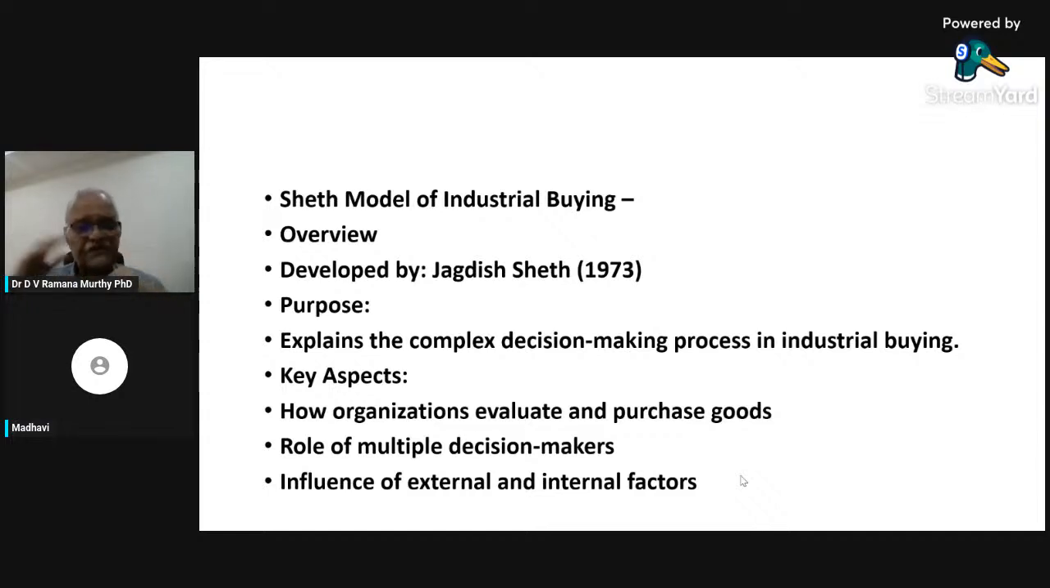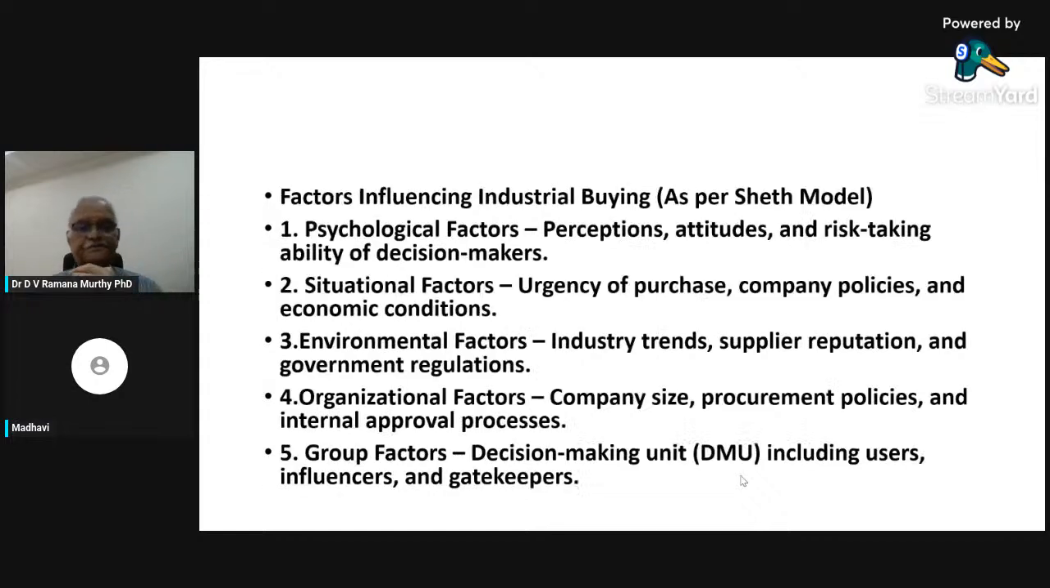And there are a lot of influencing factors, both internal and external. External factors include supplier situation, market trends, and all that. Internal factors are the internal scenario and whether there is any need for that particular product or not. What are the requirements of different people using this product in the manufacturing process? All these things are to be taken note of.